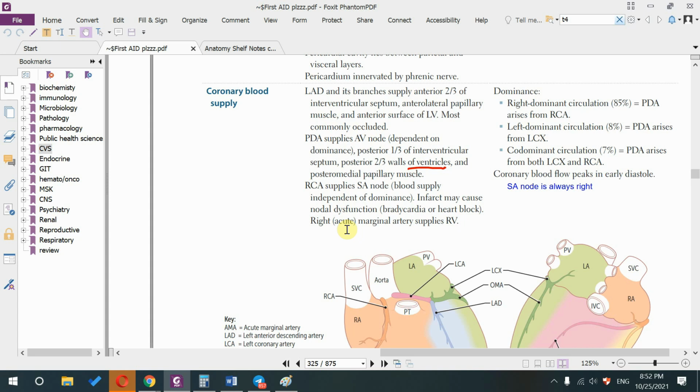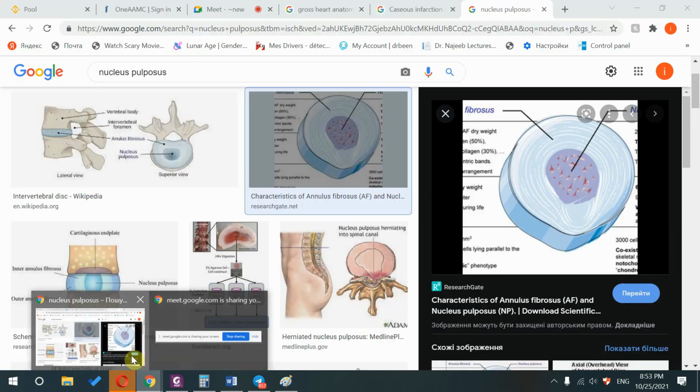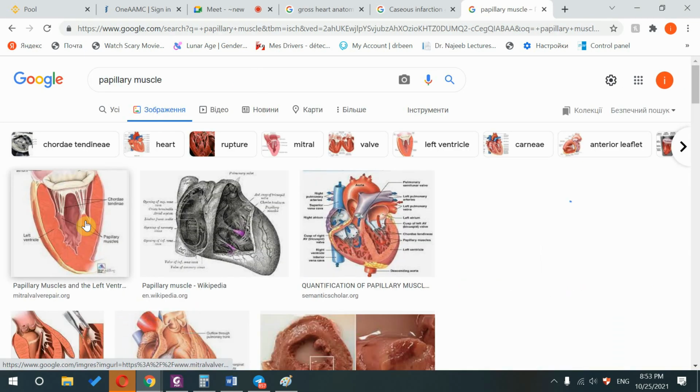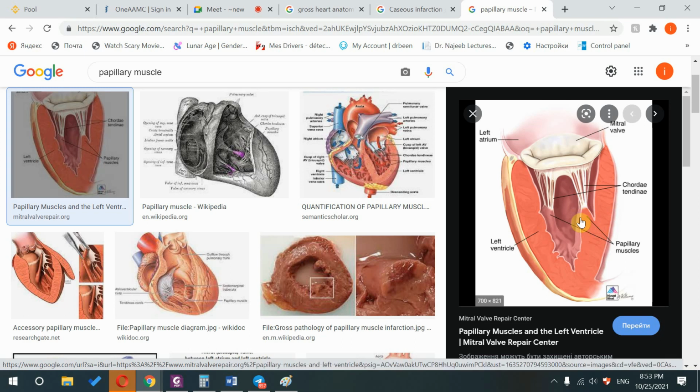Okay, so they write left anterior descending artery, which comes from the left coronary artery, supplies the anterior 2/3 of the interventricular septum. And remember the interventricular septum? Good. And also it supplies something called the anterolateral papillary muscle. You are like, what is this papillary muscle? So first of all, what does the word papillary mean? Papillary means something finger-like. It looks like a finger. So take a look here. This papillary muscle looks like a finger. Some resources can tell you that it looks like a nipple, but I prefer finger.